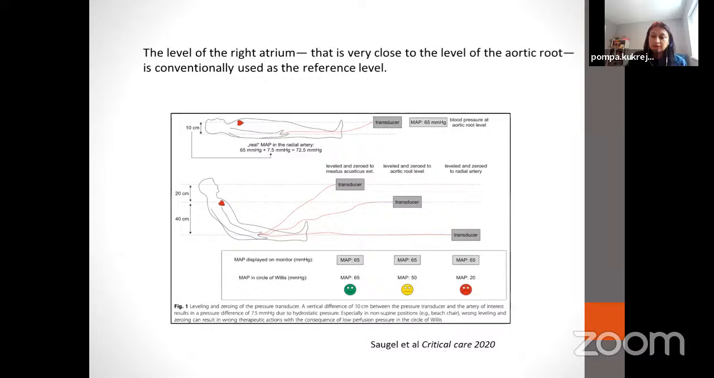So if you're moving your transducer up and down, which commonly happens when, for example, you're moving a patient from one bed to another bed, or even if you're moving your pumps, etc., and you have to move your transducer, then you may get an erroneously low or high blood pressure. So just be mindful when patient movements happen, and also it's important to calibrate frequently.